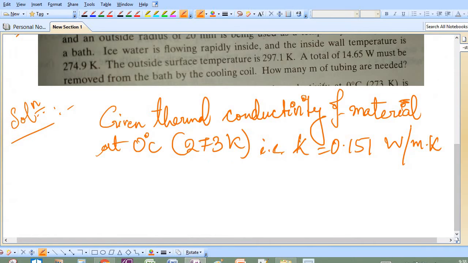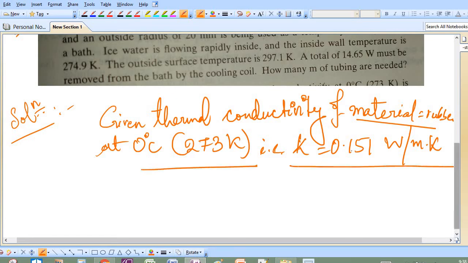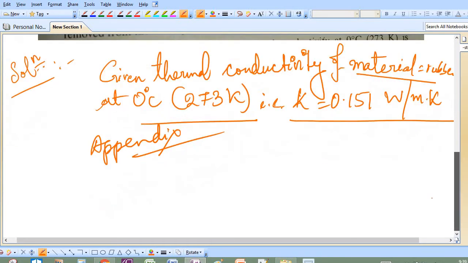How to approach this problem? Here we are given the thermal conductivity of the material, which is rubber, at 0 degree centigrade, that is 273 Kelvin, as 0.151 watt per meter Kelvin. If it is not given, you can always refer to the appendix of any textbook or chart for thermal conductivity of different materials at different temperatures, at standard temperatures such as 0 degree, 100 degree, 50 degree, or the melting point or boiling point of the material.